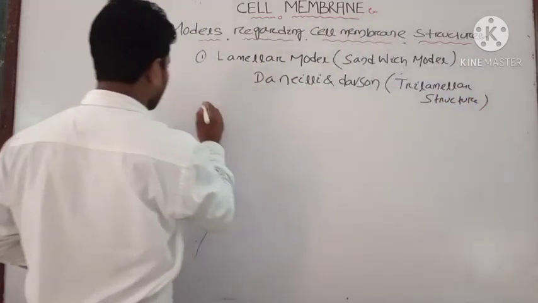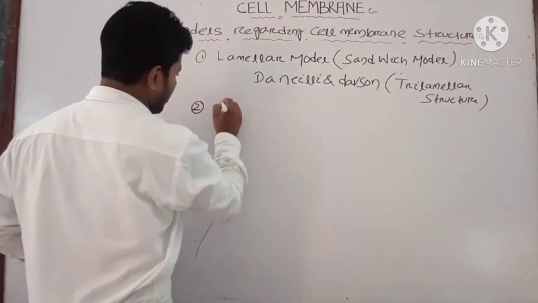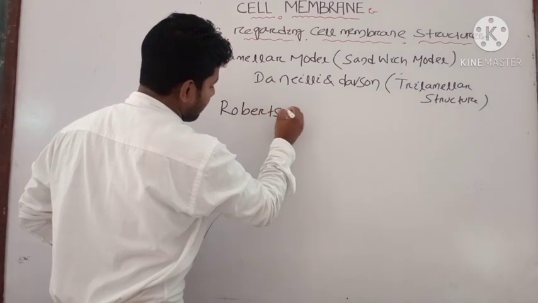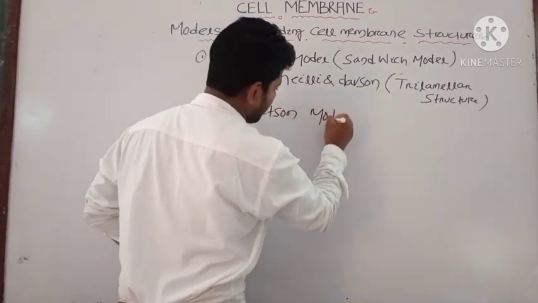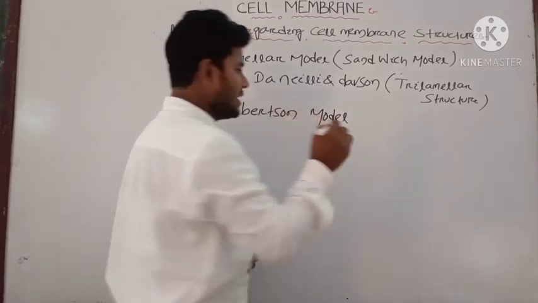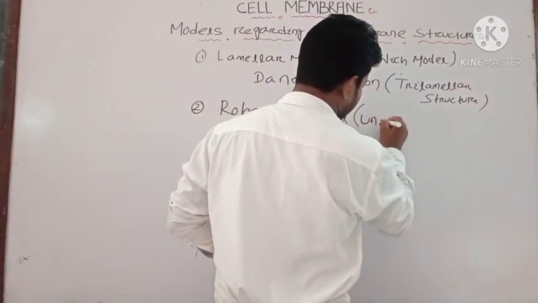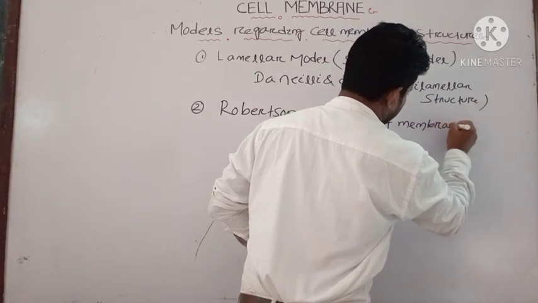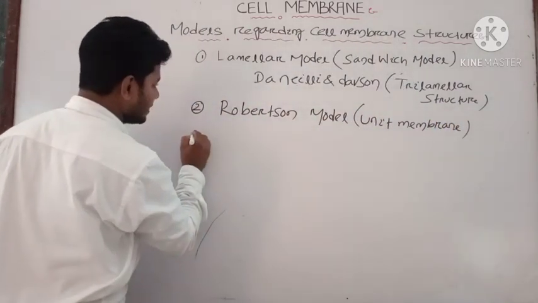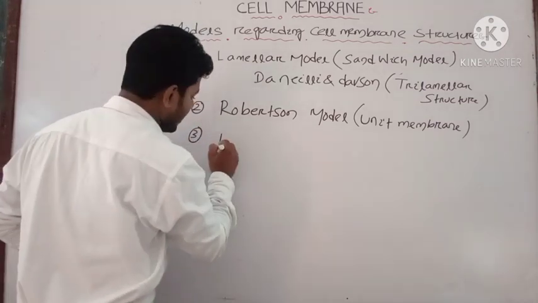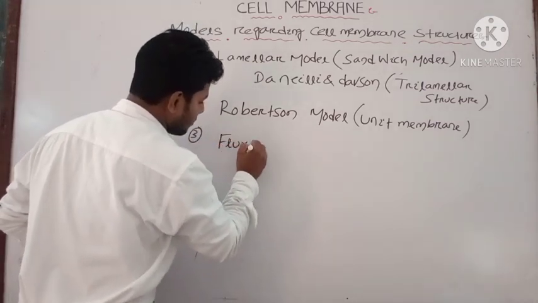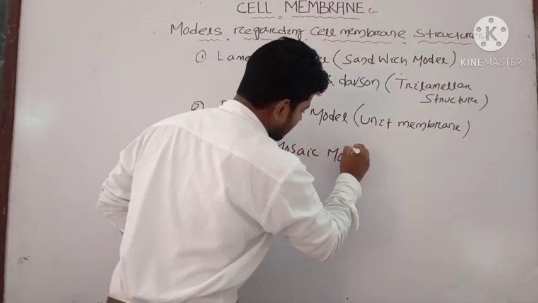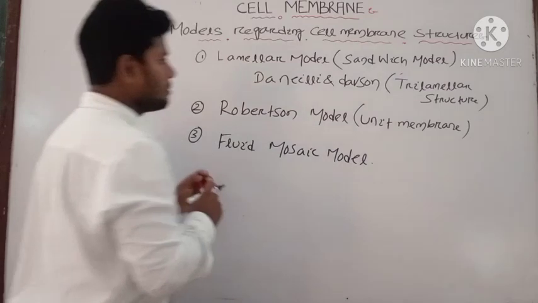The second model is known as the Robertson model. It is also known as the unit membrane model. And the third one is the fluid mosaic model. These are the three models.